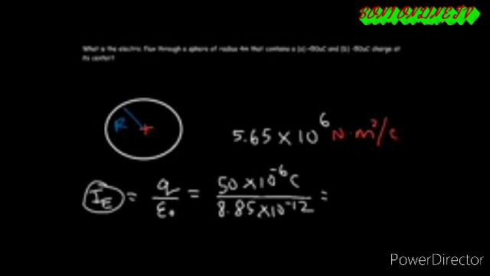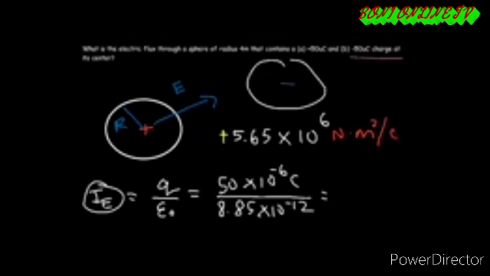Now here's a question for you. Is the answer positive or negative? The answer is positive because if you place a positive charge inside the sphere, the electric flux is an outward flux. For part B, the magnitude is the same, but if you put a negative charge inside the sphere, then the electric field enters the sphere. So we have a negative inward electric flux. So the answer for part B is the same value, but negative 5.65 instead of positive 5.65.